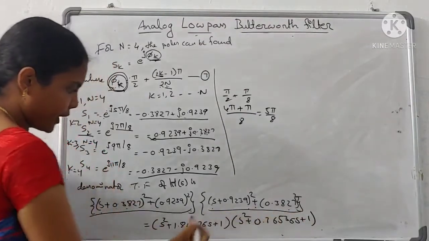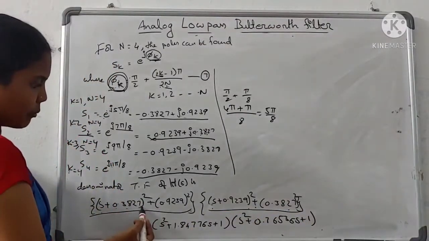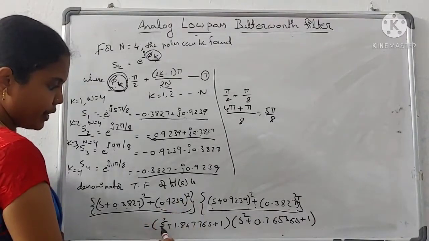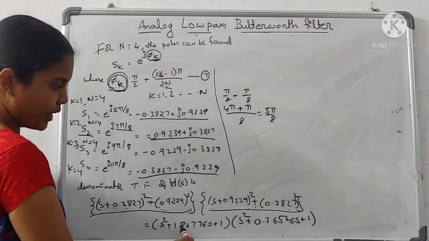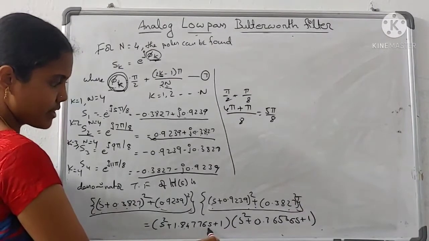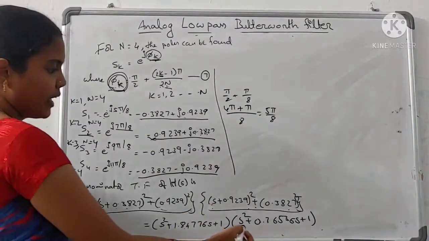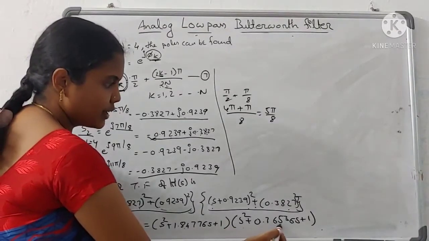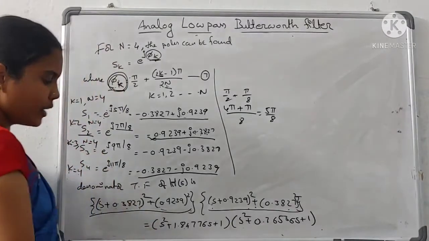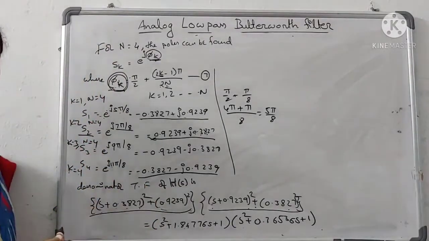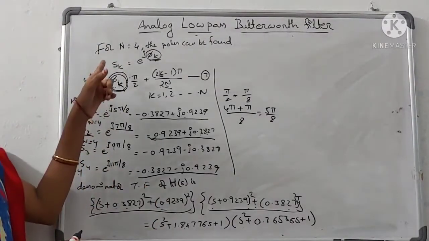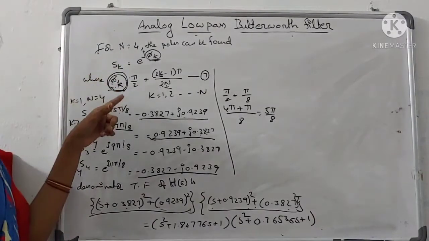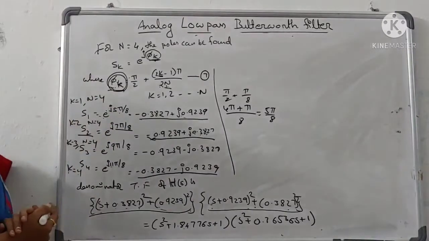If you find out this equation, this is in the form of (a plus b) whole square plus this whole square. So you can get (s square plus 1.847766 s plus 1) into (s square plus 0.7536 s plus 1). This is the denominator transfer function of h of s for n is equal to 4. That means 4th order low pass Butterworth filter.